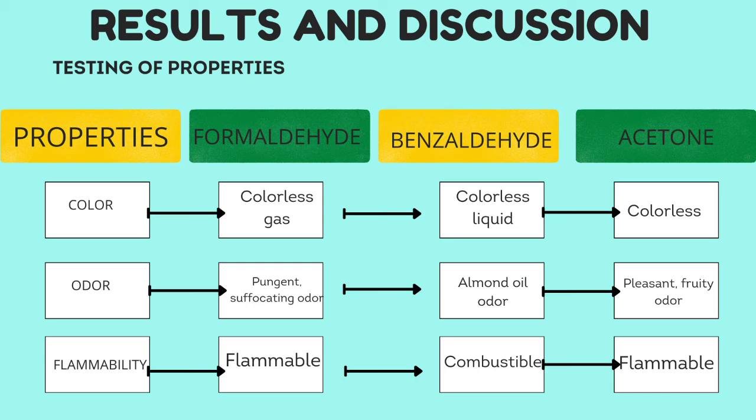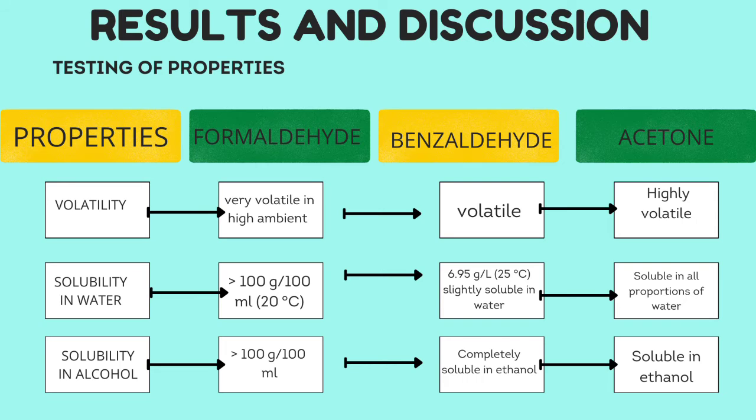It has a pungent and suffocating odor, like a strong pickle-like odor, and is commonly used in many manufacturing processes. Formaldehyde is a flammable gas or combustible solution and is very volatile in high ambient temperatures or humidity, liable to accumulate indoors in high concentrations. Formaldehyde is readily soluble in water with solubility greater than 100 grams per 100 ml at 20 degrees Celsius. It is also soluble in alcohol with solubility greater than 100 grams per 100 ml.